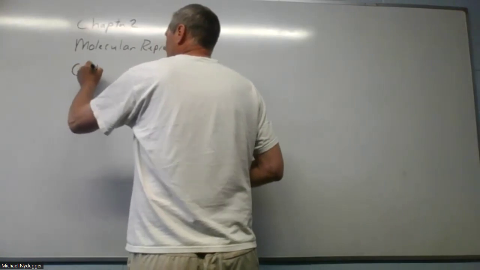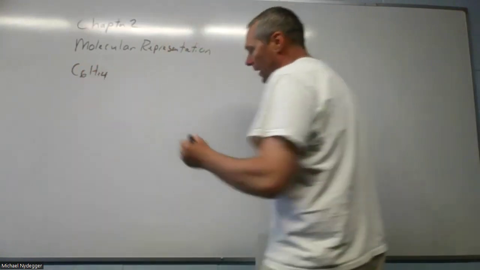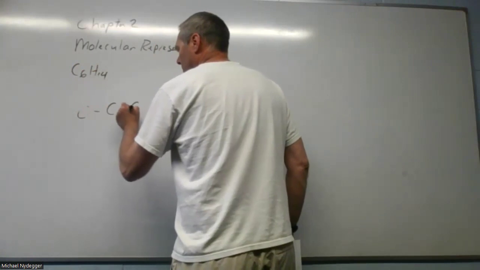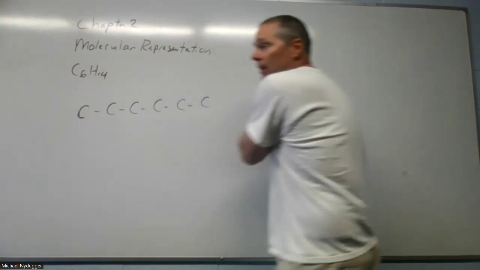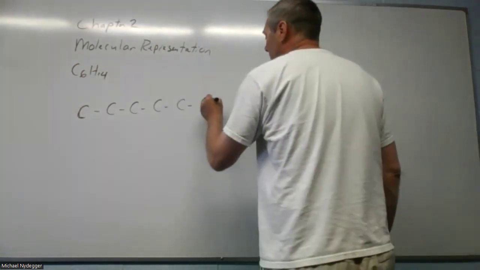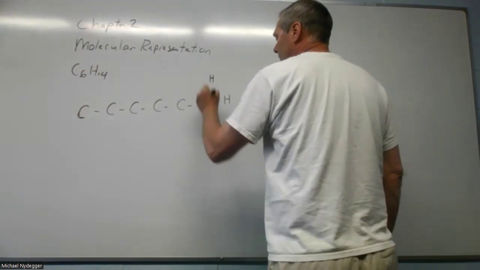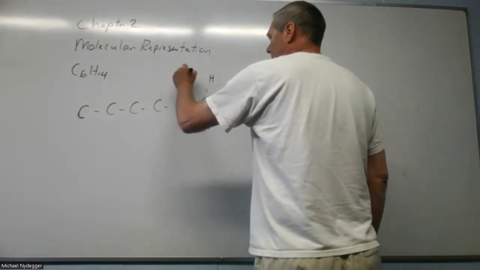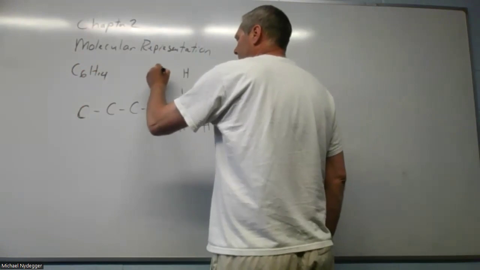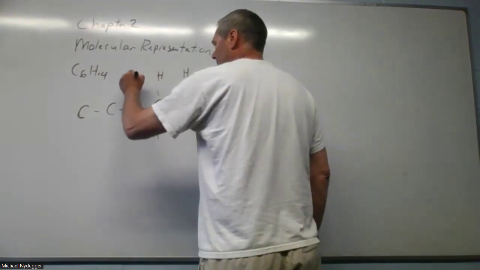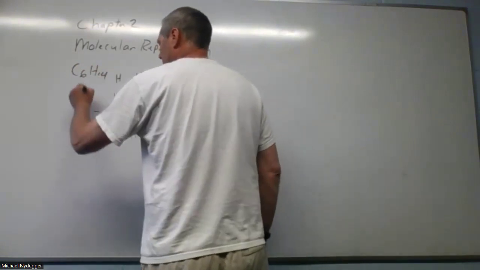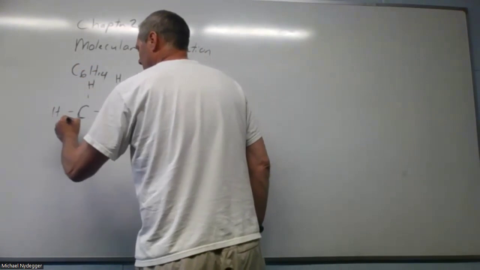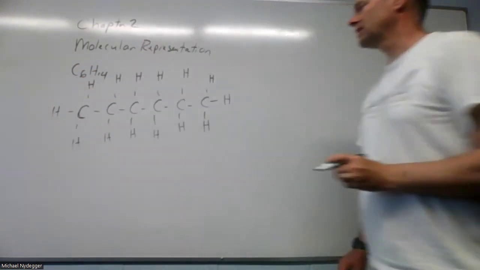we have C6H14. If we were to draw that out, it'd be one, two, three, four, five, six. And then we have to attach hydrogens to this. Now remember, carbon has four bonds. That's about as much math as you'll get in organic chemistry: being able to count to four. There's the six carbons right there.